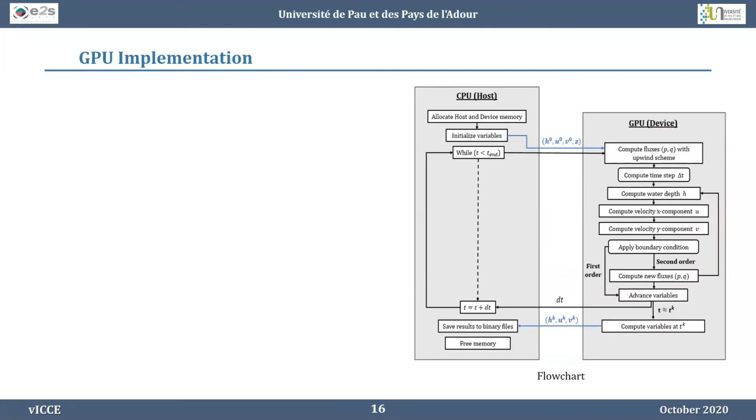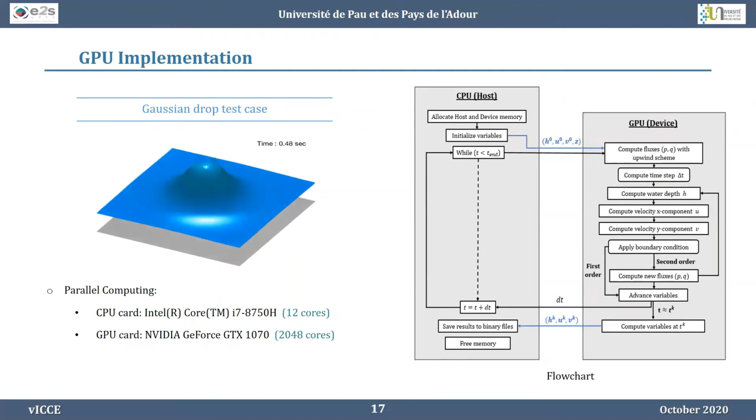In this slide, we present the model flowchart. As we can see, it is based on a heterogeneous structure which combines both the CPU and the GPU cards. In our case, the entire computation is executed on the GPU. The CPU only takes care of the initialization of the variables and of the saving of the output data.